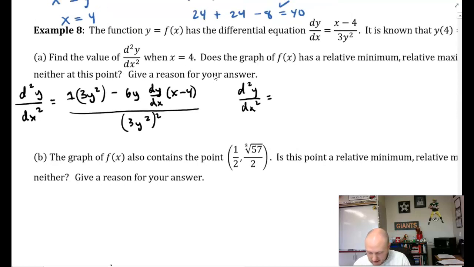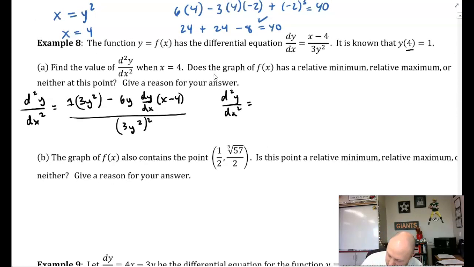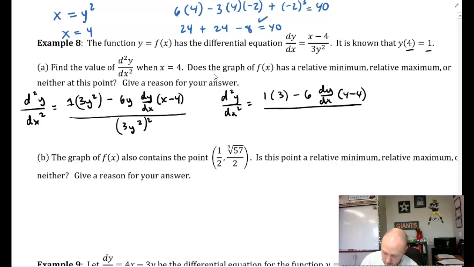Okay, and they say for x and y that it's 4, 1. So I'm going to go ahead and plug these values in. So we get 1 times 3 minus 6 times dy dx times 4 minus 4. So that's going to go to 0 over 3 times 1 squared, which is just 1, and then all of that squared, which would be 9.